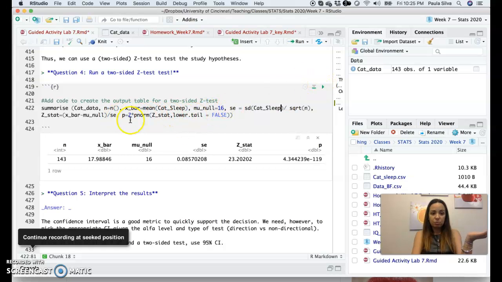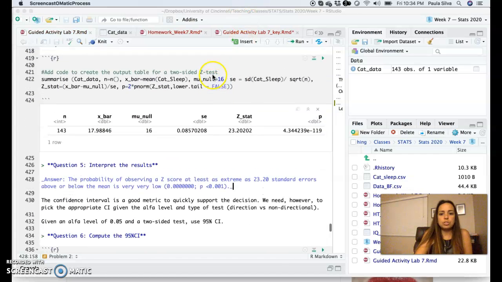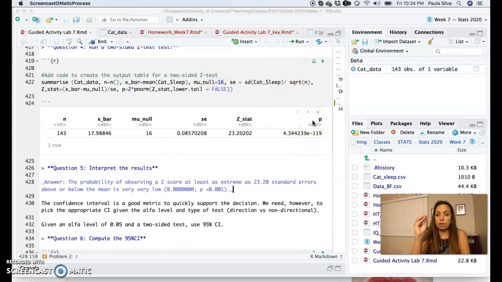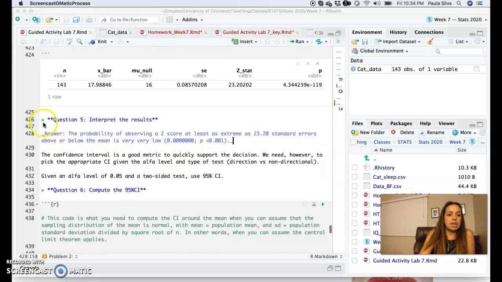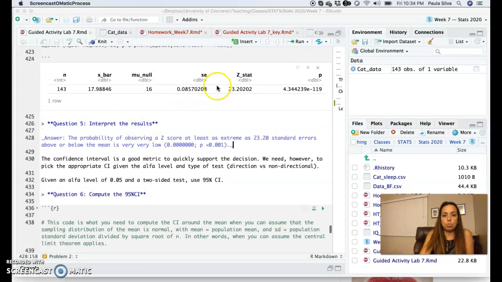So we're done. 2 times the p-norm. We're good. So the question then is, how do we interpret this very, very low p-value? Very, very close to 0. The answer is that the probability of observing a z-score at least as extreme as 23.20 standard errors above or below the mean, remember that's a two-tailed test, is very, very low. Less than 0.001, definitely less than 0.05.